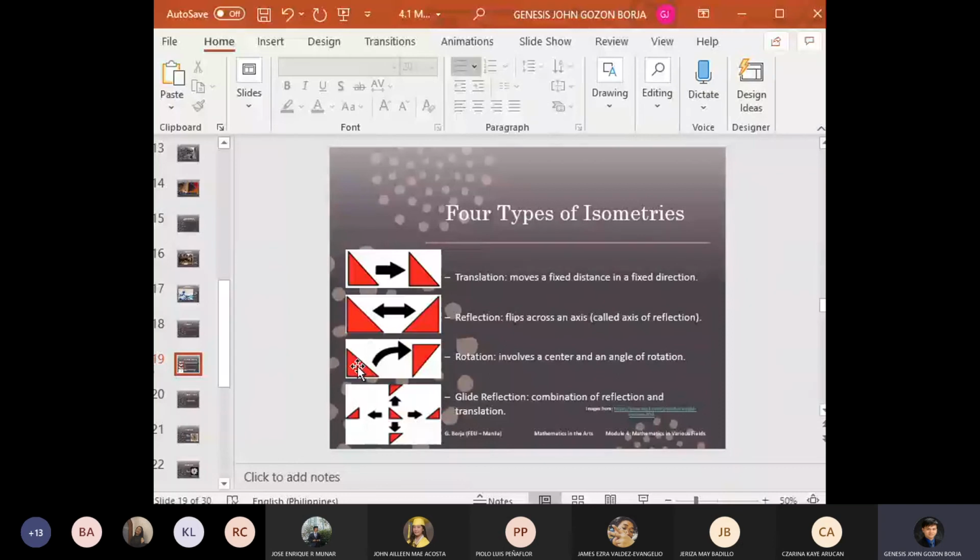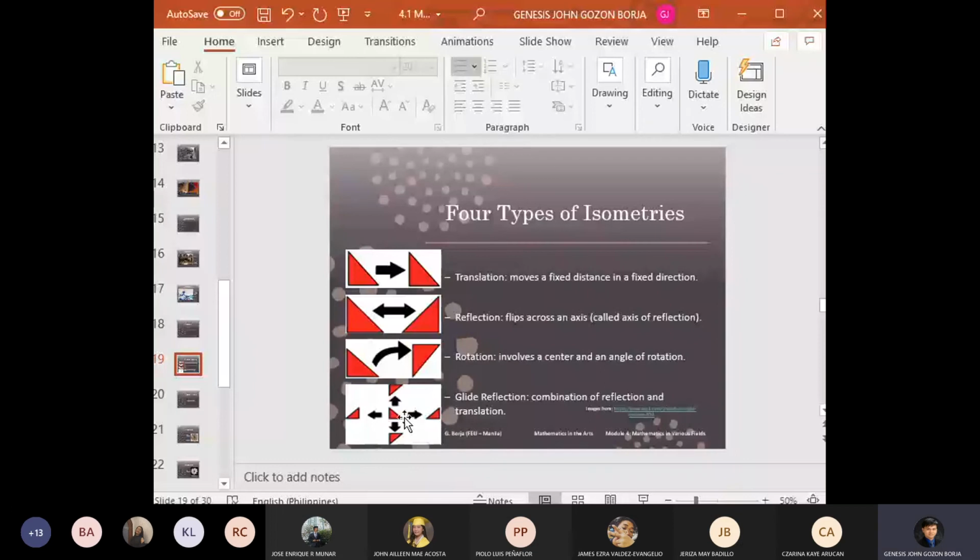Okay? And then we have what we call as the glide reflection. So sa glide reflection naman, is a combination of translation and reflection. Kaya nga siya glide reflection. Kasi you glide, you translate, and then you do reflection. You reflect. Okay? So halimbawa, this triangle here, you translate going to the right, and then you reflect along this axis, this will be the image. Okay, so you glide and then you reflect, or you translate and then you reflect.